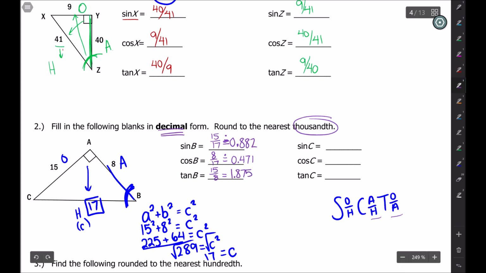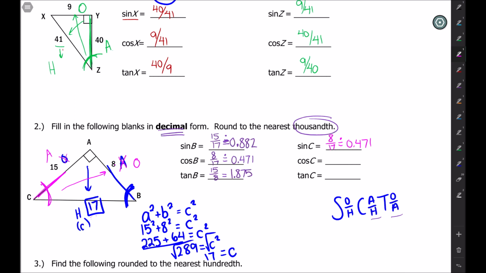Okay? Now I want to take a look at angle C. So this 17 is still the hypotenuse, but now this 8 becomes the opposite because it's across, and the 15 now becomes the adjacent because it's touching that angle C. So to find sine of C, it's the opposite over the hypotenuse, so the opposite is 8, and the hypotenuse is 17, so I'm going to write down 8 over 17. And the good news is we already figured out what that is. We figured out it's 0.471, so we don't have to type it in.